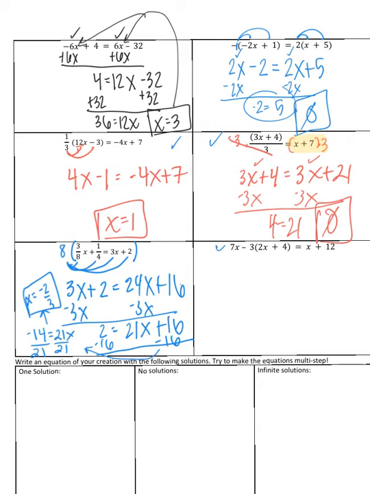I'm not going to go through the entirety of the one to the right, but you should have, once you did it on your own, gotten that negative 12 equals 12 at the very end. That is not true, so you should have no solution to that last problem.